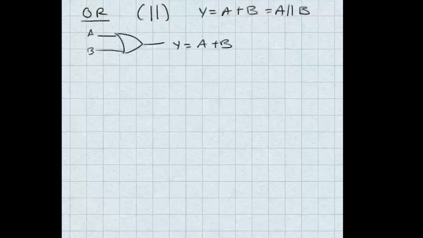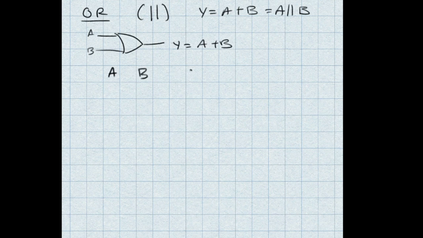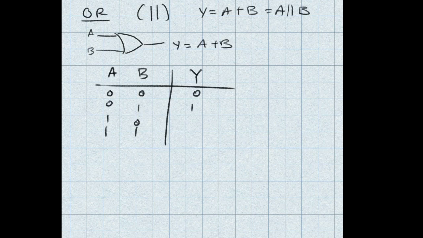Again, let's build a quick logic or truth table for this. Again, all possible values of A and B. And the way that OR works is that Y will be true if A is true or B is true. And so what that means is that anywhere that there is a 1 in either A or B, I get a 1 at the output.